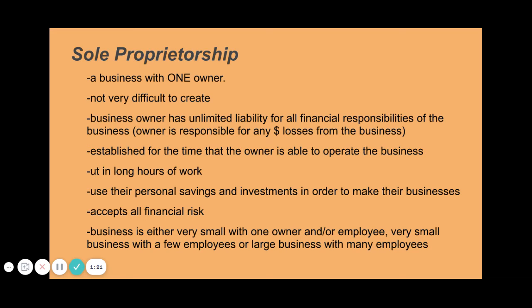Proprietorship. This is a business with one owner. You see that word sole, that means just one owner. It's not very difficult to create since it's just one person owning the business. The business owner has unlimited liability for all the financial responsibilities, okay? So they're responsible for all the losses, but also they get all the gains too. It's established for the time that the owner is able to operate the business. So whenever they're ready to open the business, they open it. They put in long hours of work.